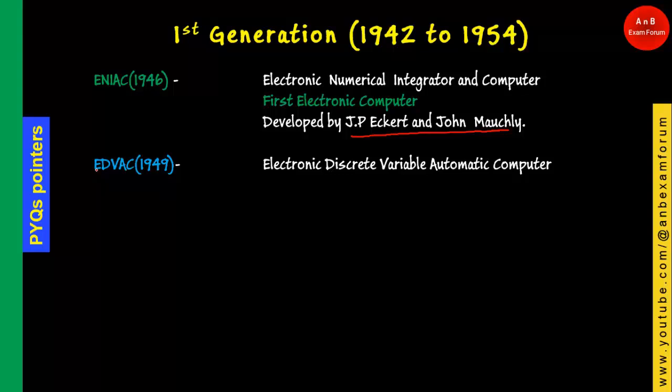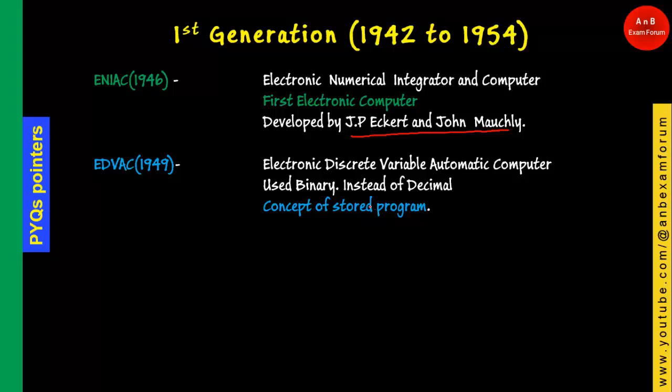Coming to the next, EDVAC. The full form is Electronic Discrete Variable Automatic Computer. Discrete means, again, it is the first time, like previously they were using the analog system, now they have used the binary system. Instead of decimal, which represents 10 numbers, binary represents only 2 numbers, that is 0 and 1. That's why they are discrete, and this is the first discrete computer.